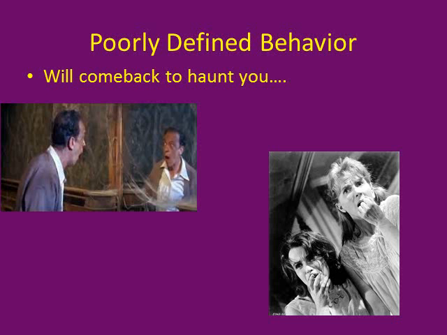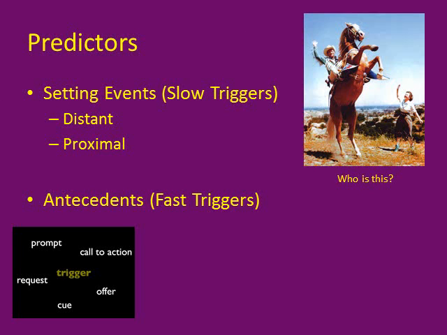Poorly defined behavior will come back to haunt you. So data collection and problem solving are, when poorly defined, different people collect different sets of data. So you need to go back to the drawing board and collect more data. So you need to ask yourself, what am I seeing or hearing and how often? Sometimes it's really important that you sit together as a team and define those behaviors explicitly so everybody knows what you're talking about. So now we're moving on to predictors.